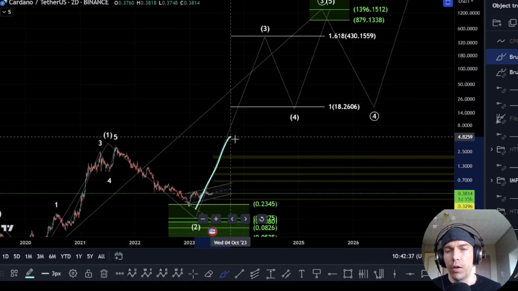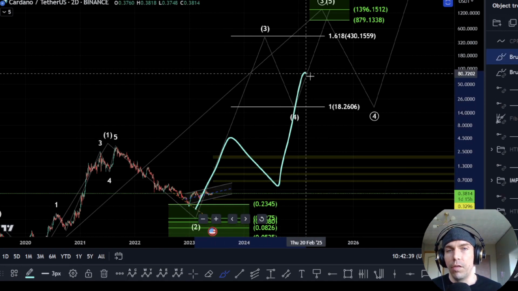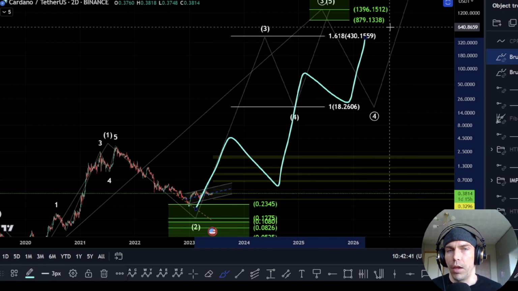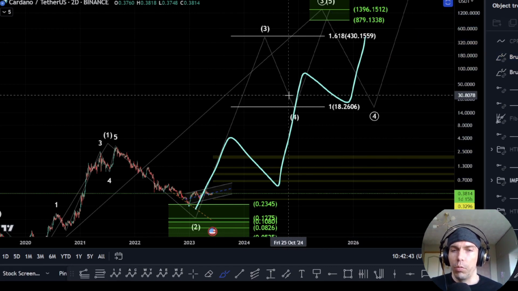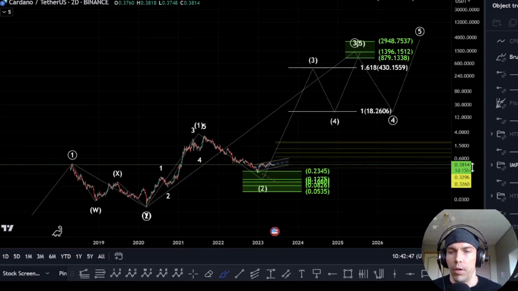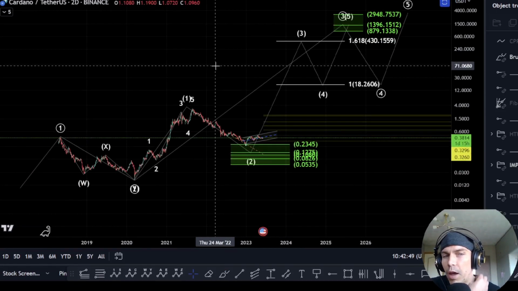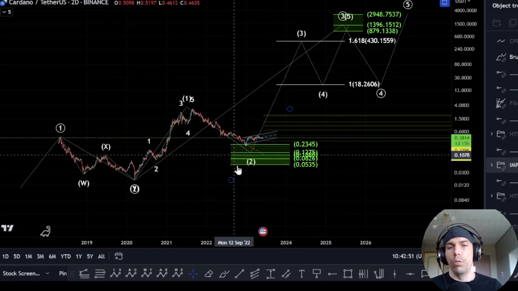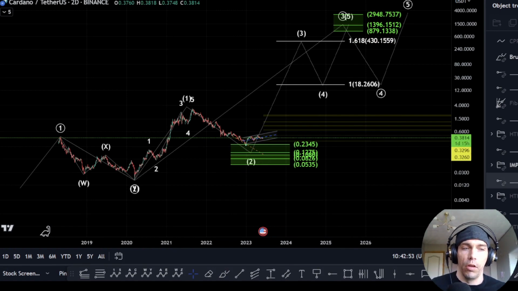What we'd probably look for is another 1-2 here. Then we'd see something like this 3, 4, and a 5 to get up into these levels. So it would be something that's going to take a lot of time. Remember, we're looking at this on the 2-daily chart, so this is not something that's going to happen overnight. So we need to obviously watch the internals and see which way this actually plays out.